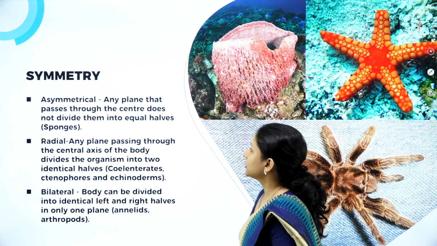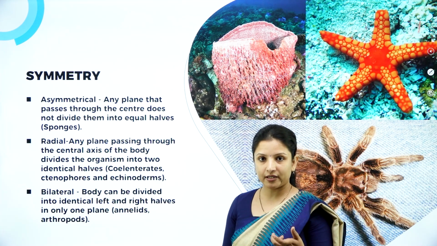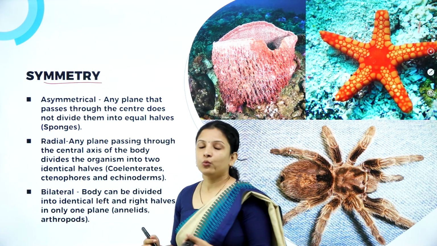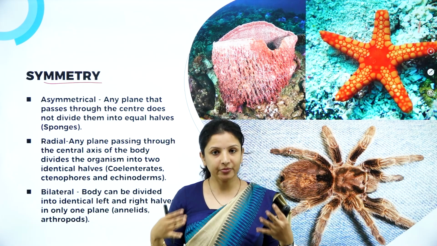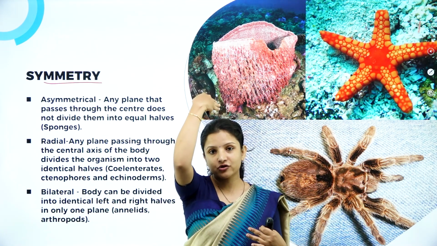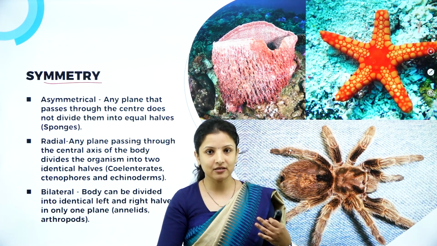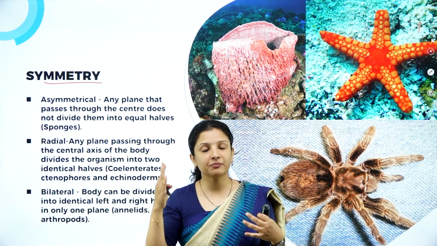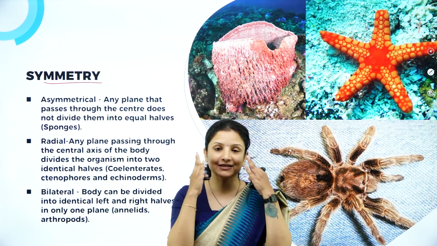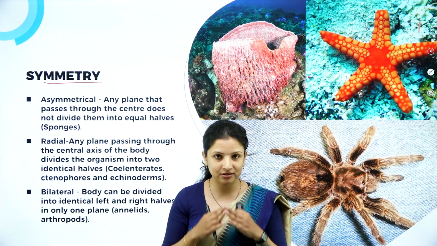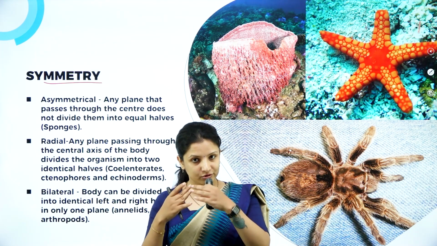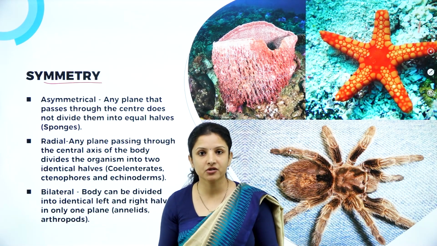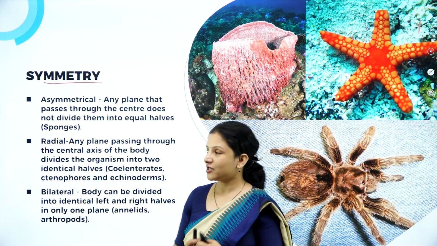Next, moving on to symmetry. The classification of animals is based on symmetry. Now what is symmetry? Symmetry means when you take an animal, say for example, I am standing here, if I draw a line exactly in the center, the right half is the mirror image of the left half. Both look exactly the same, right? That is called symmetry. So whether an organism shows symmetry or doesn't show symmetry, and if it shows symmetry, what type of symmetry it shows, based on that also classification is done.